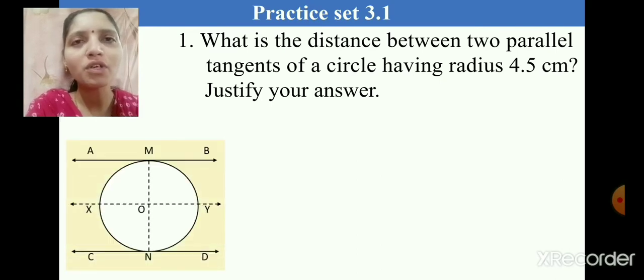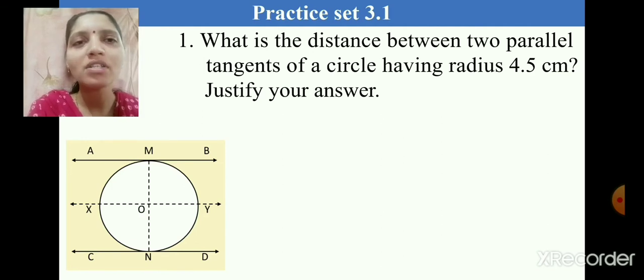Now let's first draw a figure. Here I have drawn a circle with center O and radius 4.5 centimeter. It is given in the question. Then I have drawn two tangents, tangent AB and tangent CD, which are parallel to each other and touching the circle at points M and N respectively. Then to solve this, we have done some construction. We have drawn segment OM and segment ON. Then we have drawn one more line, line XY, which is parallel to line AB.